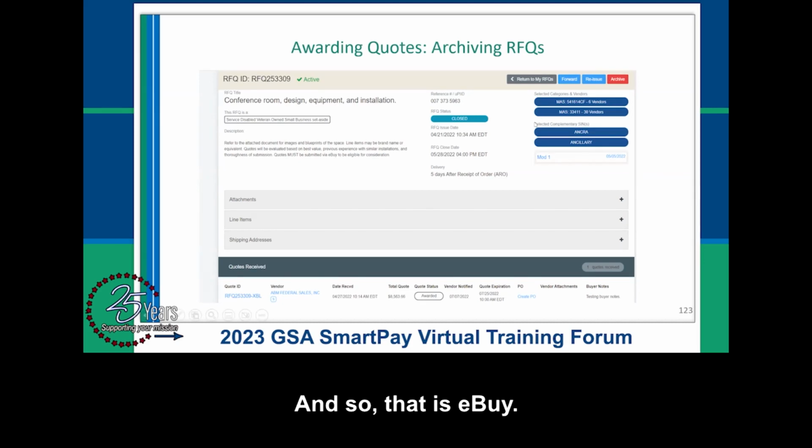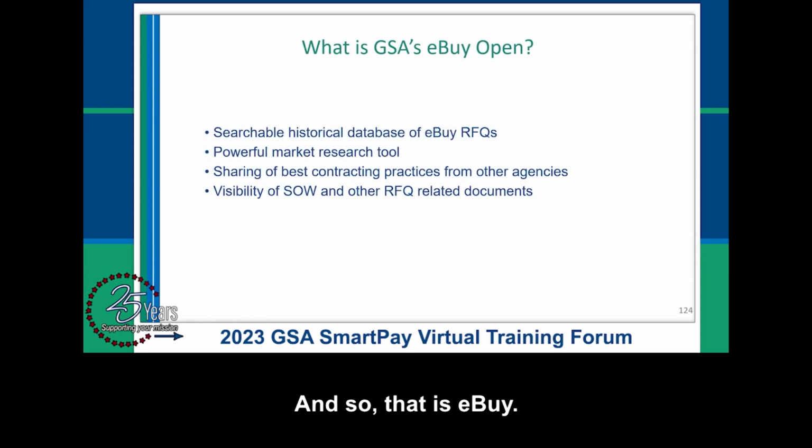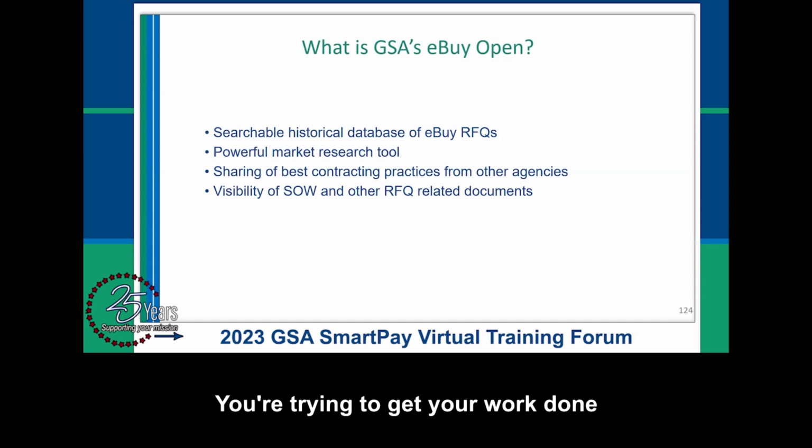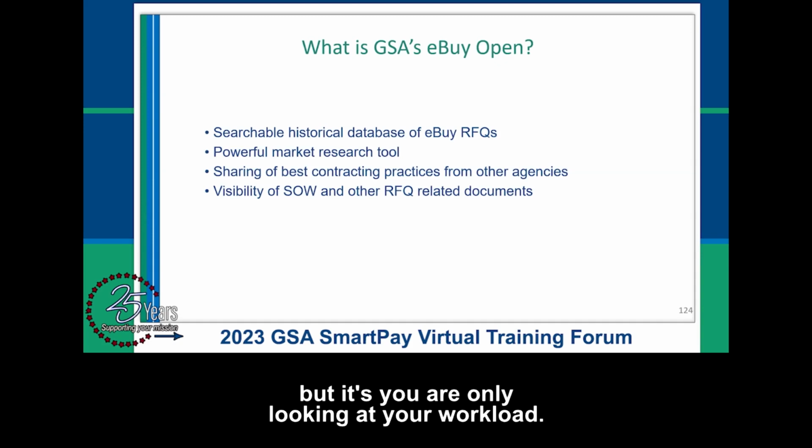And so that is eBuy. Just to summarize, that's the functional area of eBuy. You're trying to get your work done, creating these RFQs, maybe working in a team or by yourself, but you're only looking at your workload, and the vendors are looking at theirs, and you're getting different views of it. That's what eBuy is for, getting that work done.